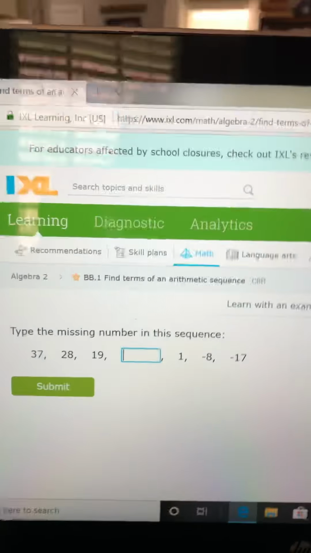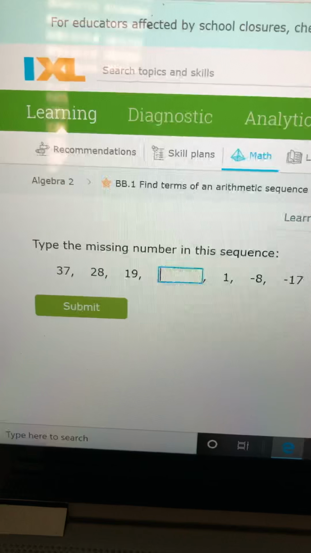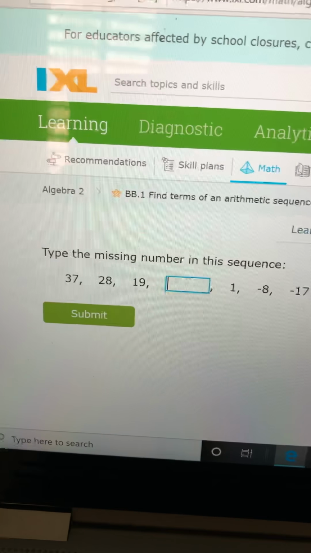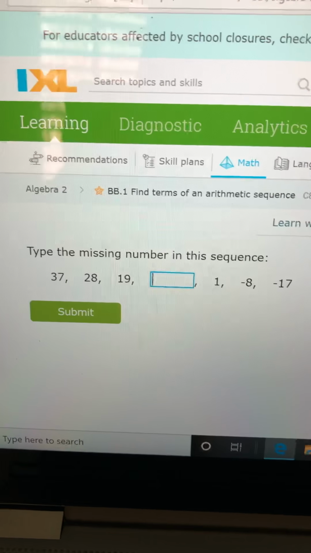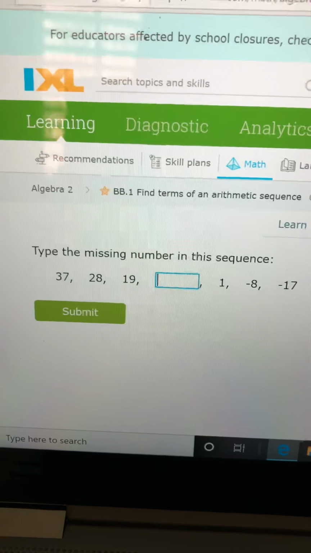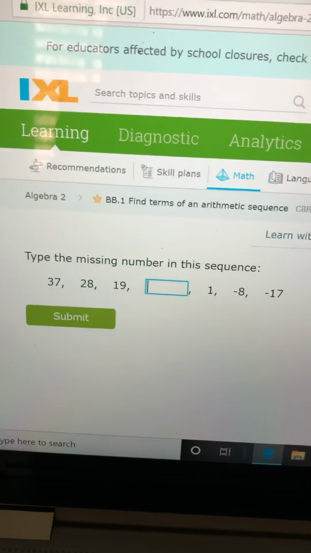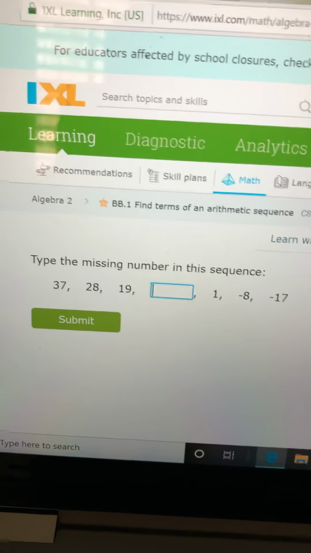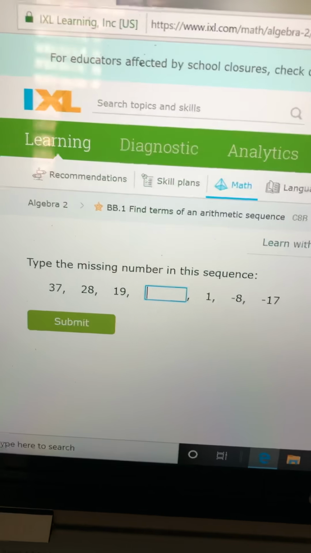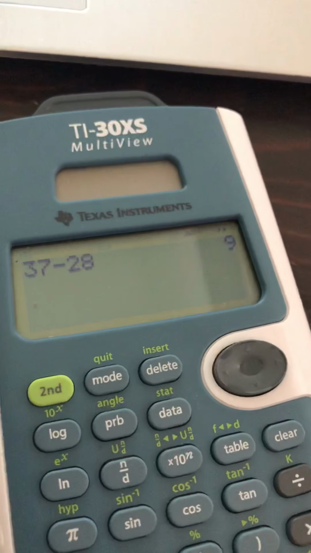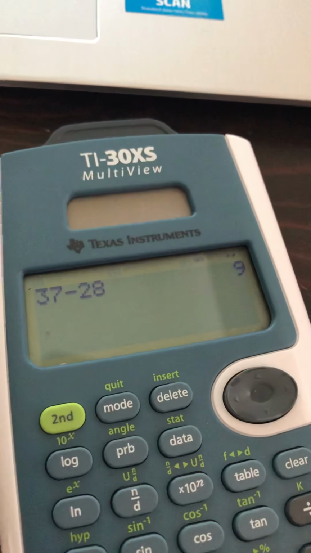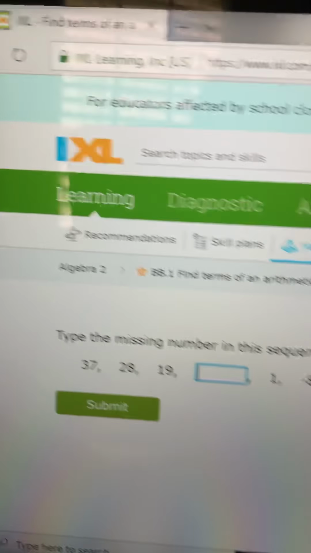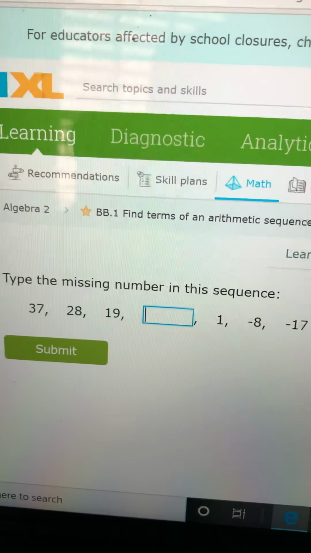So what we have here is an arithmetic sequence. You have to figure out the pattern, like how much is it increasing or decreasing each time? So in this picture, from 37 down to 28, what's that difference? I'm going to type in 37 subtract 28, and I can see that the difference is 9. That's called the common difference. The common difference is 9, so they are subtracting 9 each time.